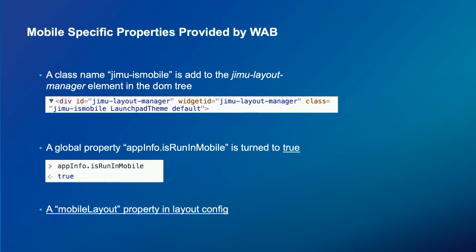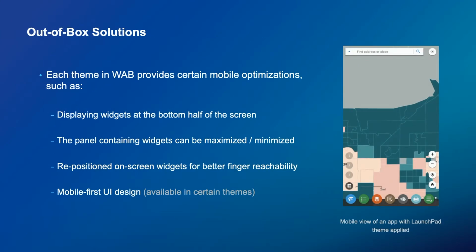And in JavaScript, a global property called app.info.isRunInMobile is also being enabled. This allows you to write custom JavaScript code in your widgets. So with these two properties being enabled, one for CSS and one for JavaScript, you pretty much have all the freedom to do any customization for your mobile app. All right, so let's take a quick look at what Web AppBuilder already does to optimize for a better mobile experience.